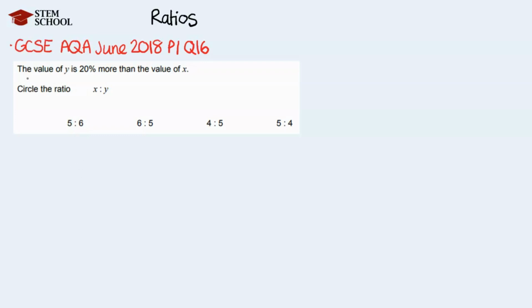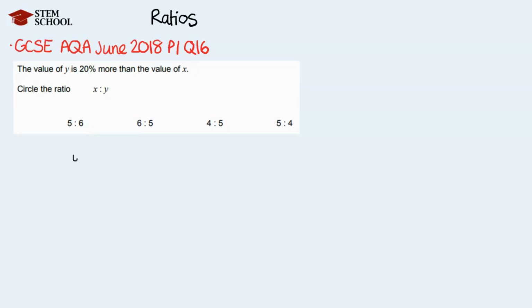The first question is saying that the value of y is 20% more than the value of x, and we have to circle the ratio x:y, so we've got a multiple choice question. So we're starting off with a fairly simple question. What we can do is write an equation that depicts both the variables x and y, and basically state the relationship between them.